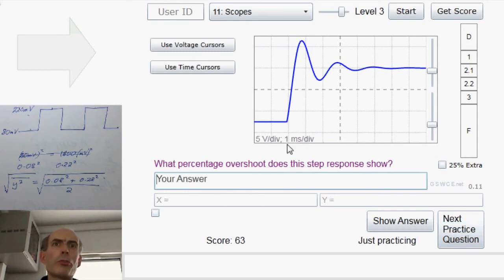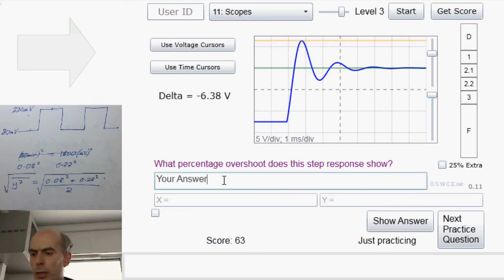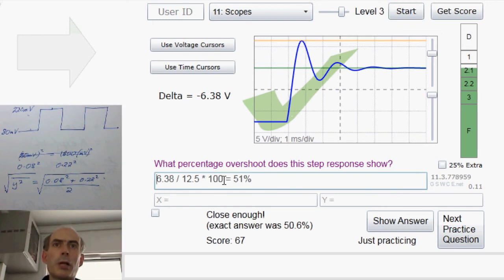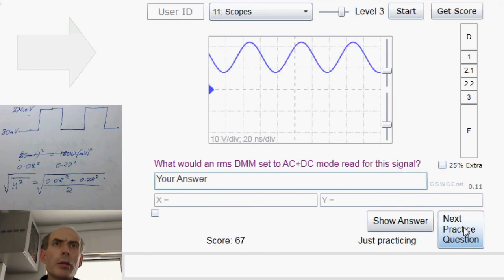And here we want percentage overshoot. So, okay, voltage cursors. We can move this one to there, and this one down here, and the total is 12.5 volts. That's the total step. If I move this one up to the top here, I can see that the overshoot is 6.38. So in terms of a proportion of the total step, it's that, but we were asked for a percentage, so multiply by 100. Total fall time, we've done that kind of thing before.